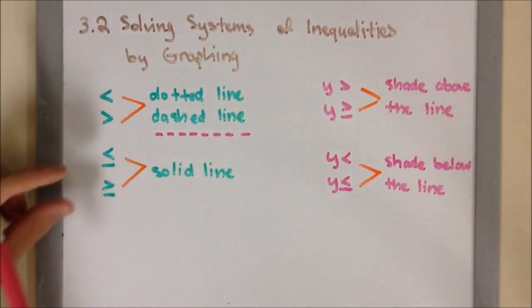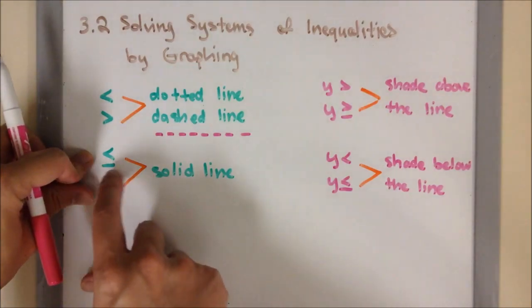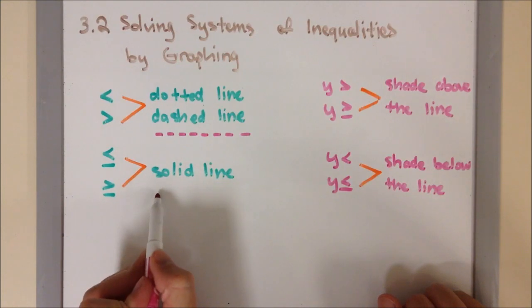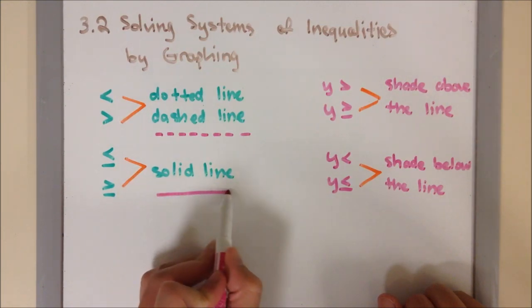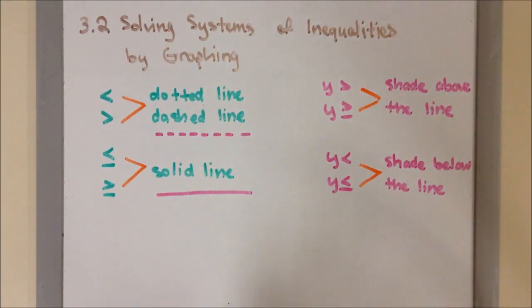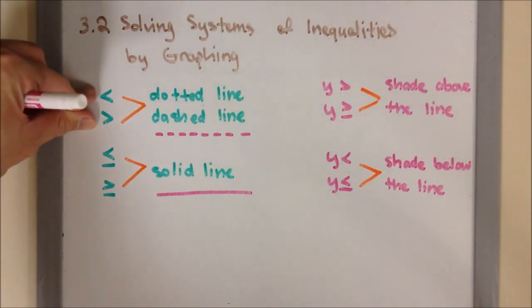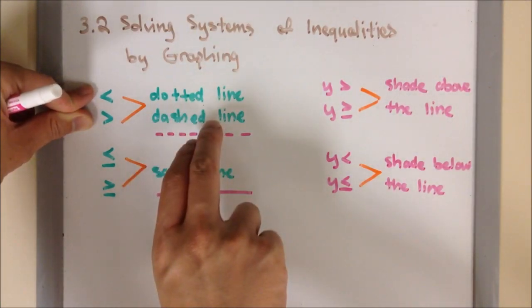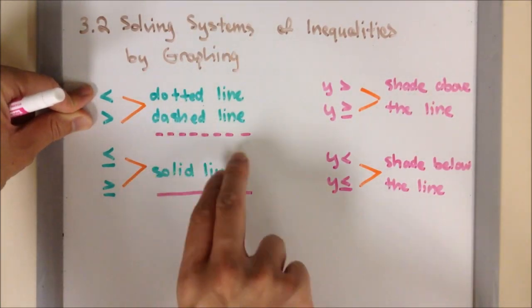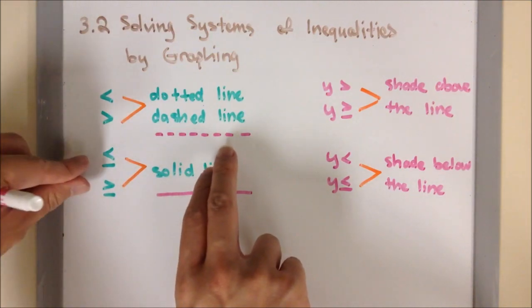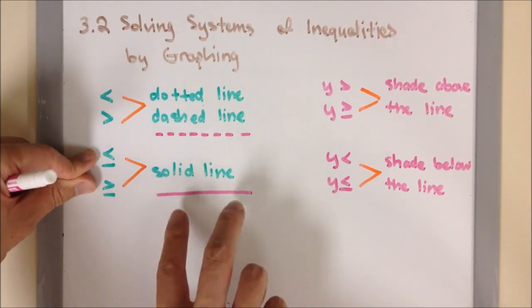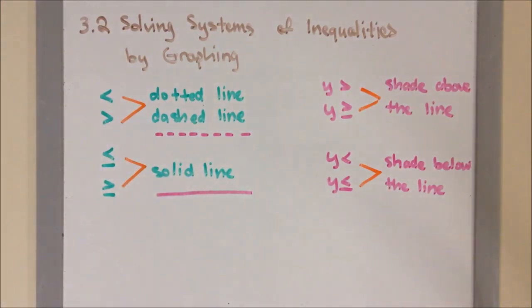Now, if you have these two inequality signs with the "or equal to" at the bottom, it's going to be a solid line, meaning a regular line just like this. To review, if you have these types of inequality signs, it's going to be a dotted or dashed line on the graph, just like this example here. But if you have these types of inequalities, it will be a solid line, just like this example.